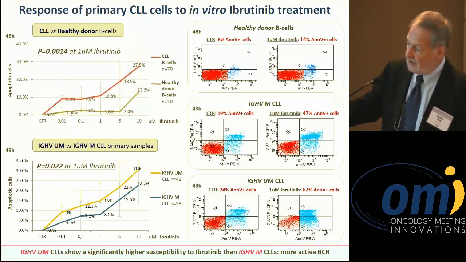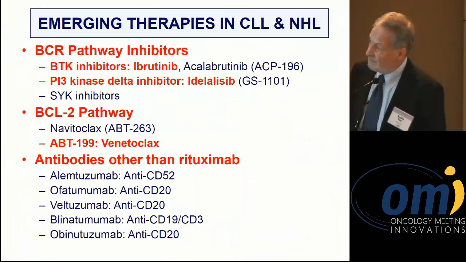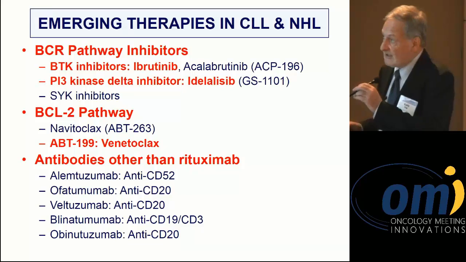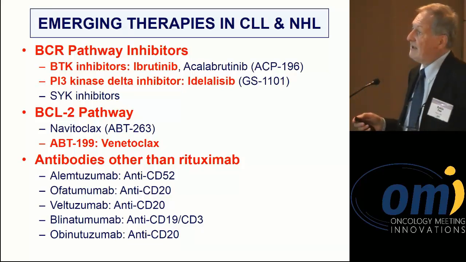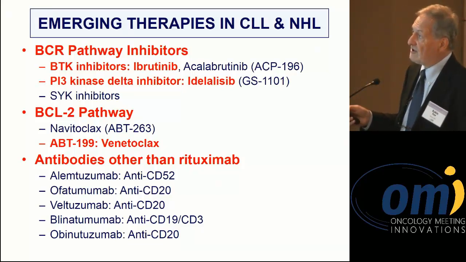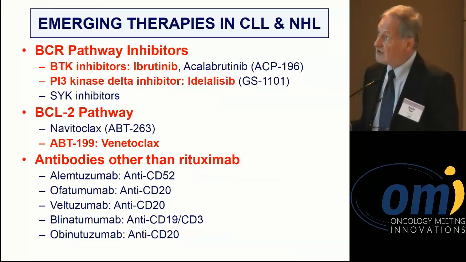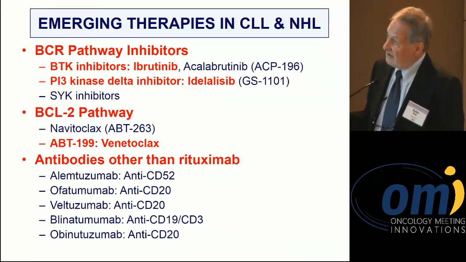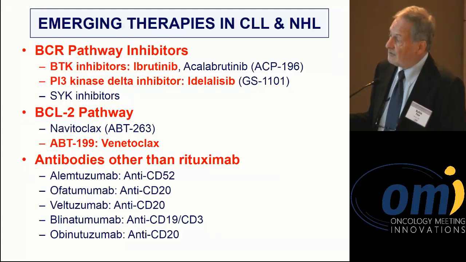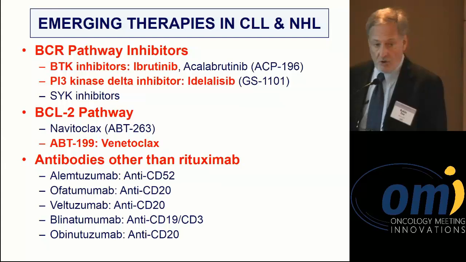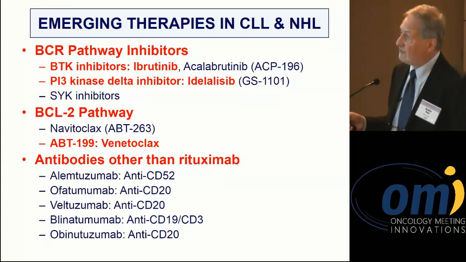So you see IgV unmutated CLL shows significantly higher susceptibility to ibrutinib than the mutated cells. So this is a background scenario, and what is happening with the drugs. We have emerging treatment strategies for these diseases, targeting the B cell receptor pathway. BTK inhibitors, ibrutinib has clearly opened the way. I don't have to underline this much more, but the new drugs coming, obviously.